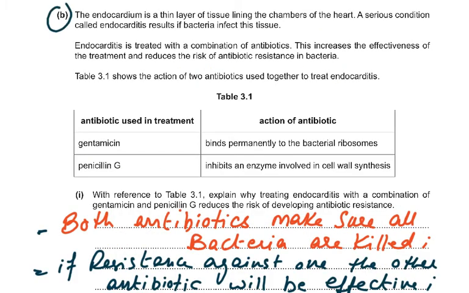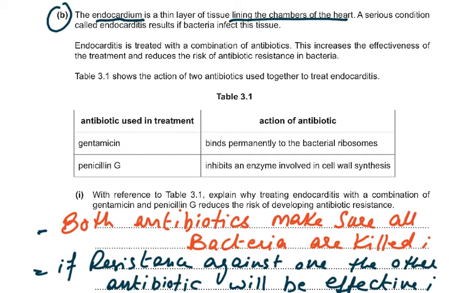The B part of the question was the endocardium is a thin layer of tissue lining the chambers of the heart. You remember the lining of the blood vessels is called endothelium. So the endocardium is a layer of tissue. It's tissue, not cells, and that's why we call those squamous epithelial cells. The tissue is called endothelium. So the endocardium is a thin layer of tissue lining the chambers of the heart.